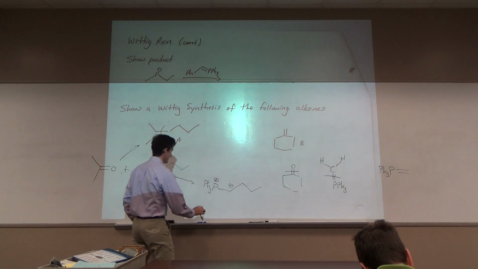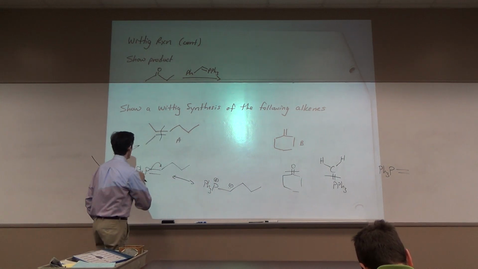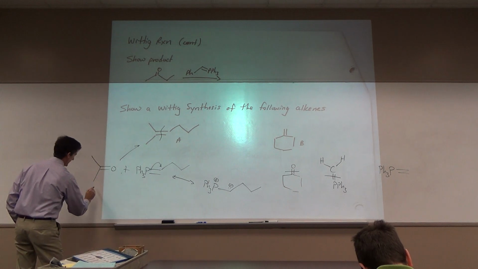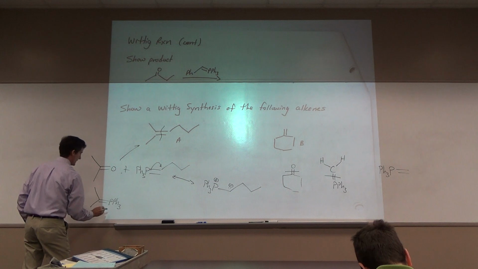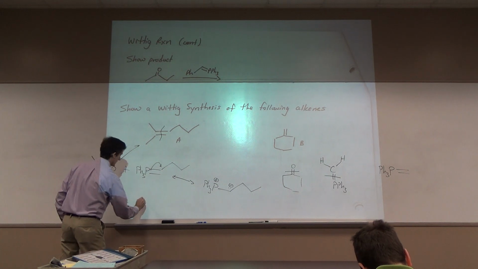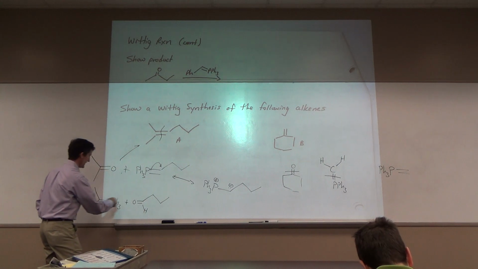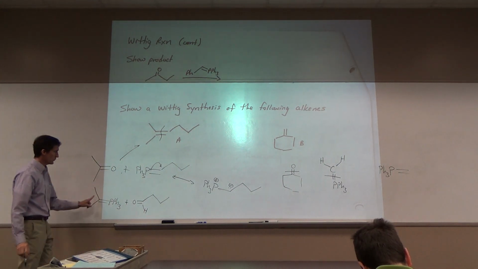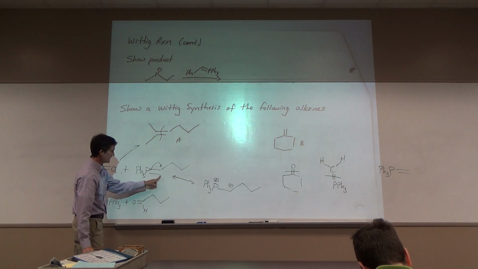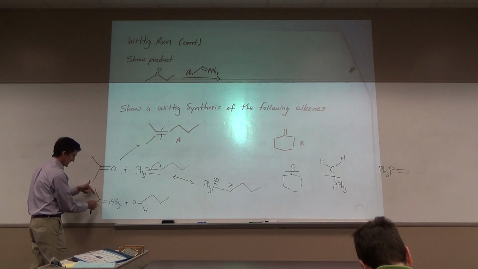Why is it better to have the Wittig on the less substituted carbon? Because if it went the other way, we would have said, hey, we want to have Wittig like this, plus this carbonyl, which is actually an aldehyde. This theoretically could work, but you'd rather have your Wittig bonded to your less substituted carbon. One substituent on that carbon, two on this one.